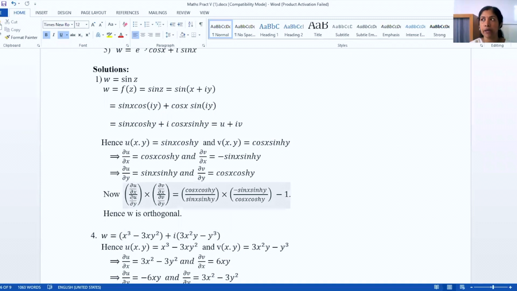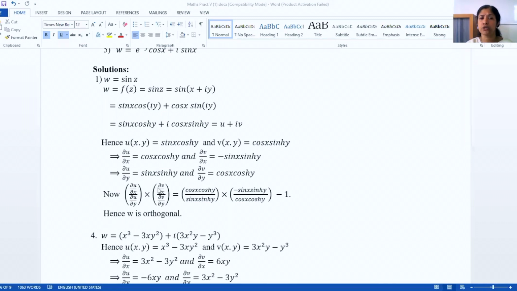So we find dy by dx. For the first curve, dy by dx will be the partial derivative of u with respect to x by the partial derivative of u with respect to y. That will be dy by dx at the point of intersection for the first curve. Similarly, the partial derivative of v with respect to x by the partial derivative of v with respect to y for the second curve gives you dy by dx at the point of intersection for the second curve.